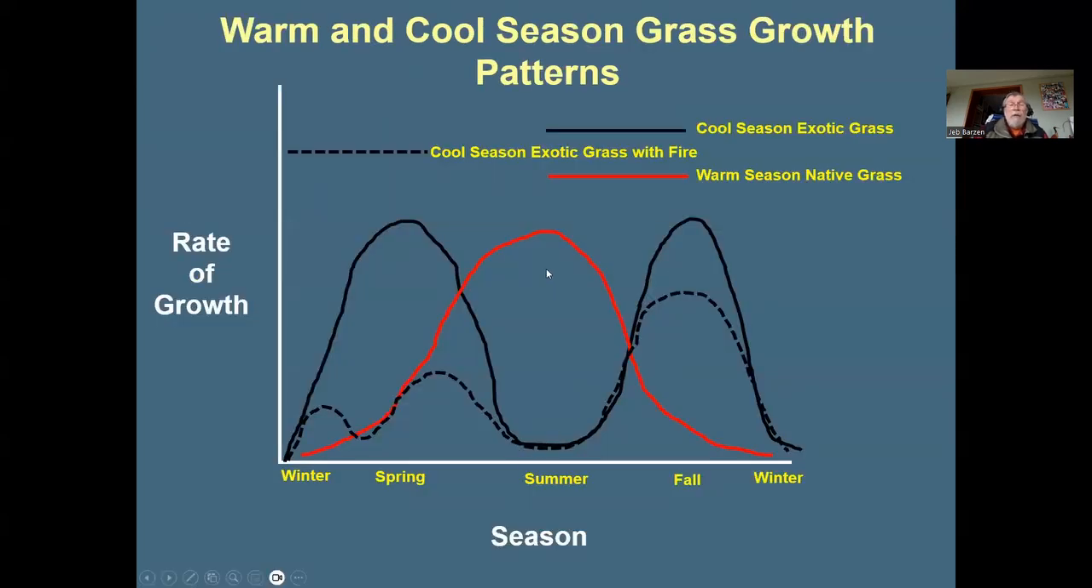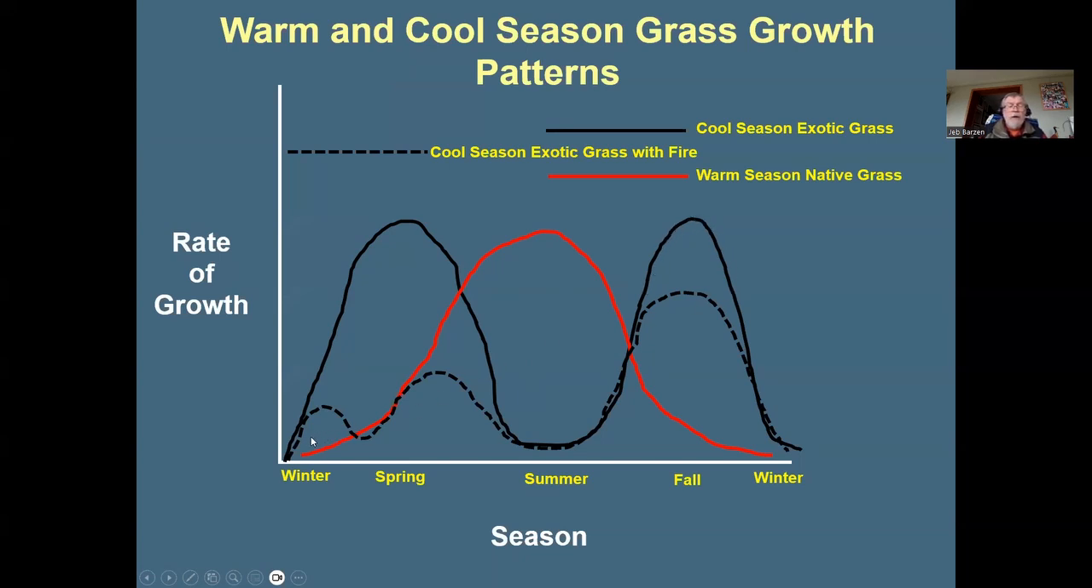If you look at cool season versus warm season, so cool season is the black and warm season is the red. And of course, these aren't based on data, but I'm just doing this on a hypothetical basis. If you look at rate of growth for the plants and the season, winter, spring, summer, fall, and back to winter, warm season grasses are basically having their highest growth rates in the middle of the summer, whereas cool season grasses are primarily growing in the spring when soil temperature is above freezing but cool, and in the fall.